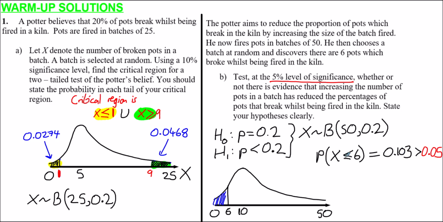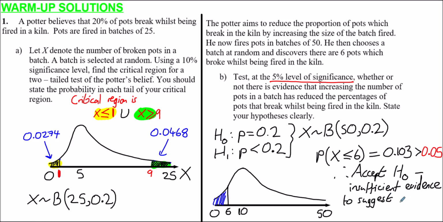So we conclude by making reference to the original question, therefore accept H0. In other words, insufficient evidence to suggest that p has decreased.